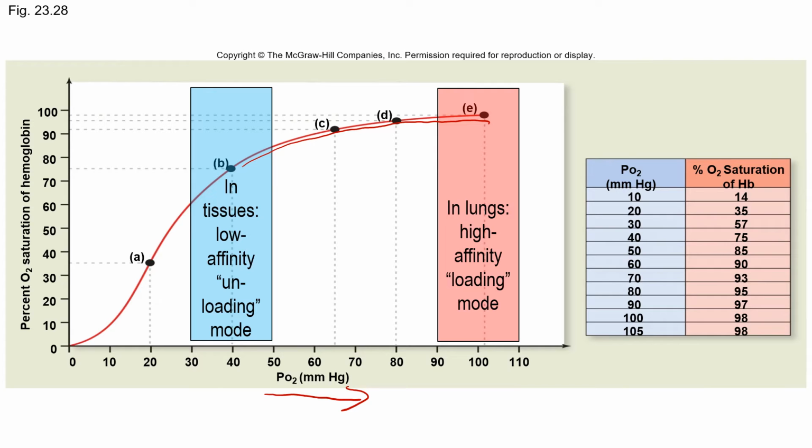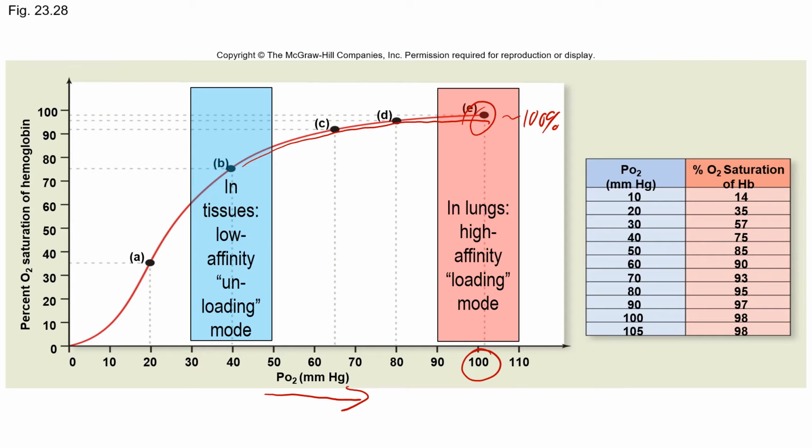So in the lungs, our PO2 is around 100, and so our loading of hemoglobin is near 100%, which is what you want in the lungs. You want hemoglobin to load up completely with oxygen, to pick up as much oxygen from the lungs as it can.